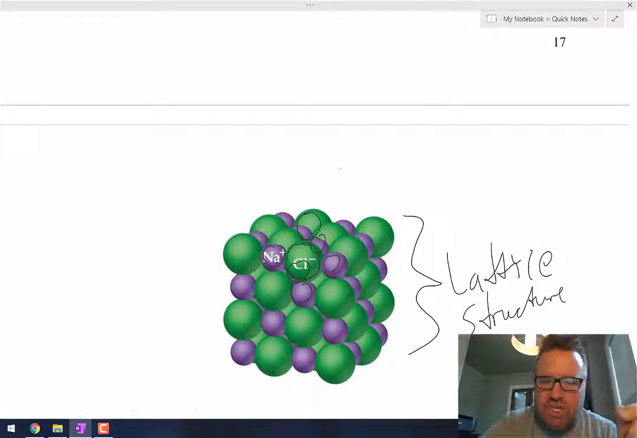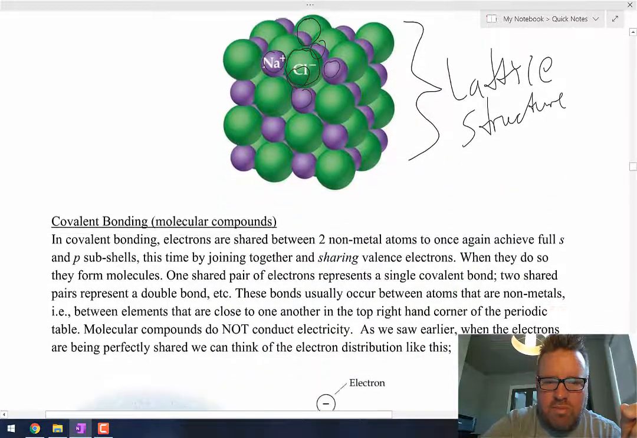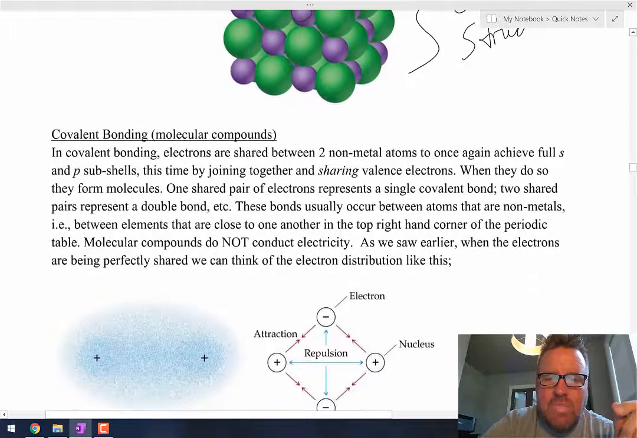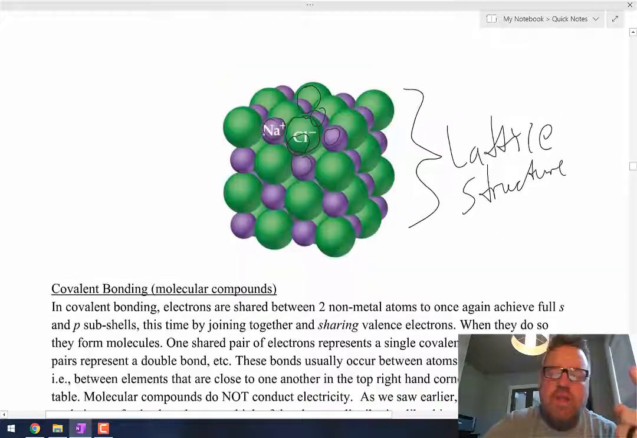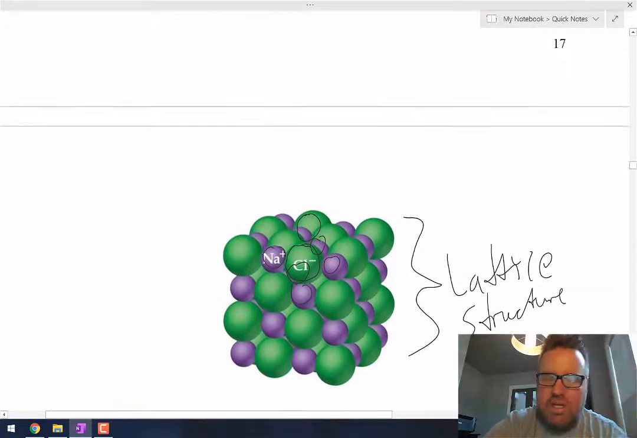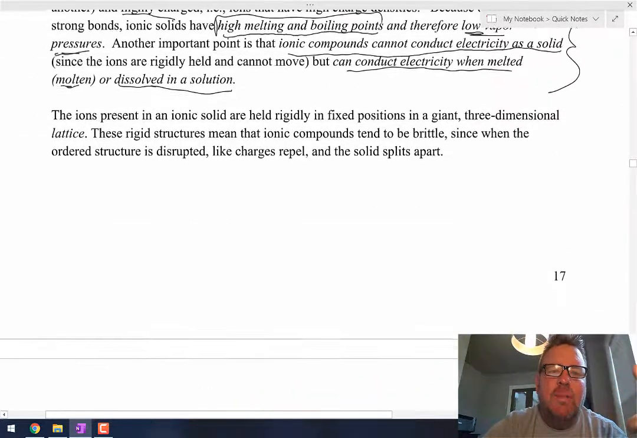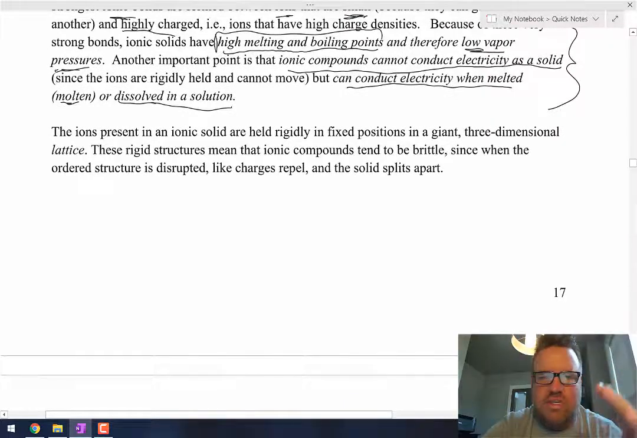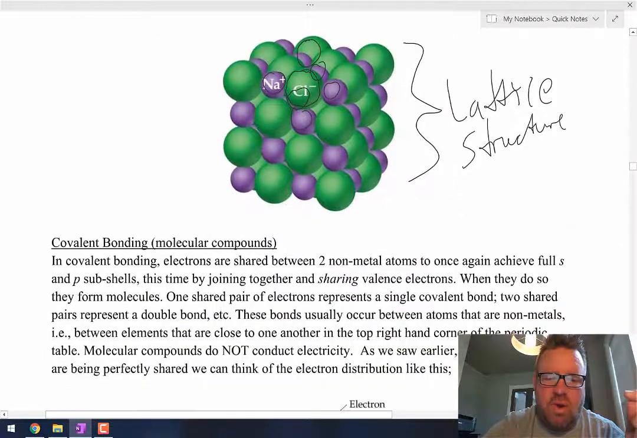Its edges are very jagged compared to an ionic compound. Okay, so electrons are transferred. It's a lattice structure, with high melting and boiling points. They don't conduct electricity as a solid, but do when you melt them or when you dissolve them in water.